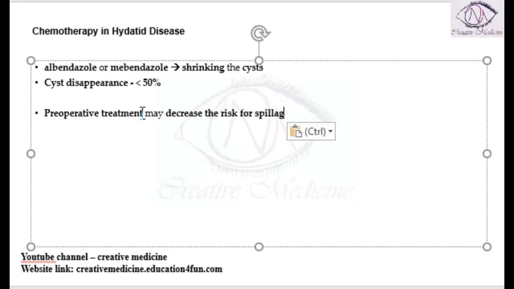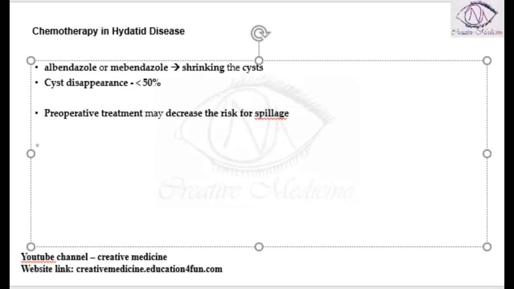Then preoperative treatment will also decrease the risk of spillage. If you treat the cyst with albendazole or mebendazole before the surgery, this will decrease the risk of spillage of the hydatid cyst.